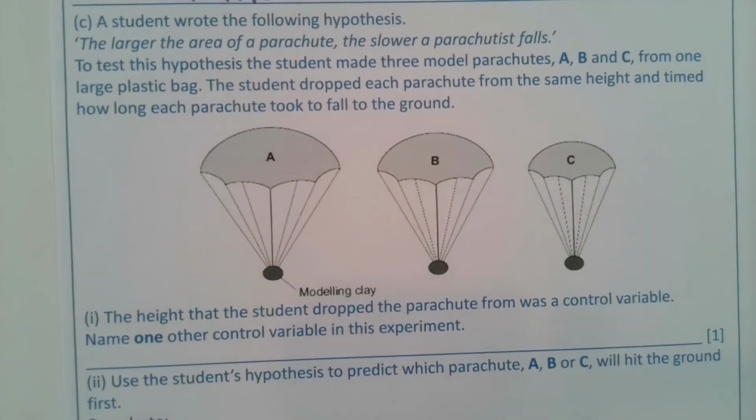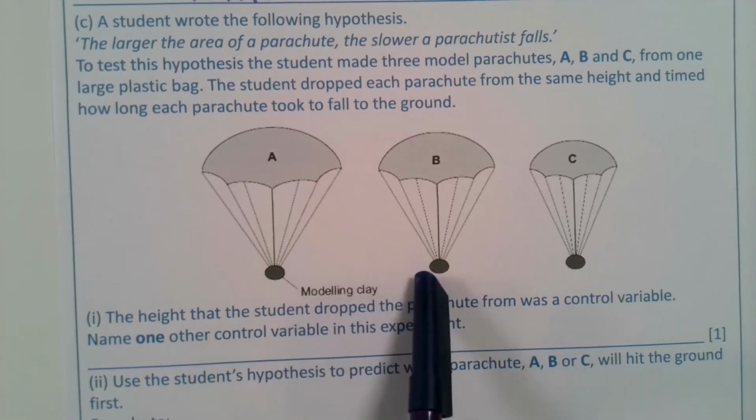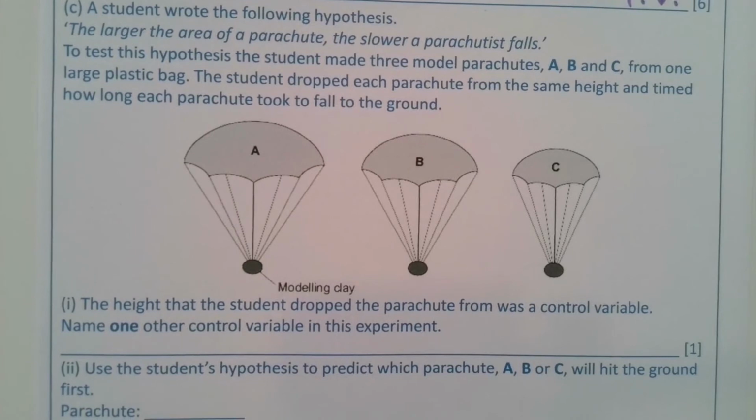C. A student wrote the following hypothesis. The larger the area of a parachute, the slower a parachutist falls. To test this hypothesis, the student made 3 model parachutes, A, B and C, from one large plastic bag. The student dropped each parachute from the same height and timed how long each parachute took to fall to the ground. The height that the student dropped the parachute from was a control variable. Name one other control variable in this experiment.